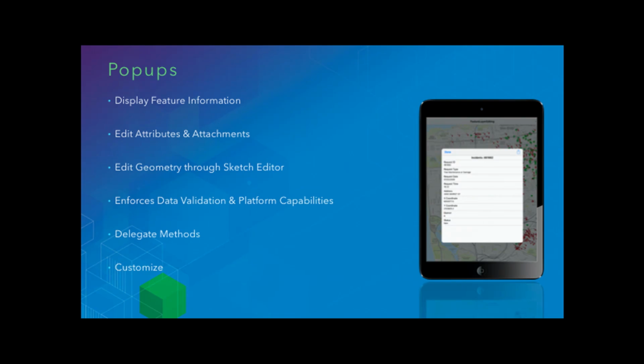The SDK also provides a default pop-up. Pop-ups are UI components that are used to edit feature information, which can be attributes or attachments. And you can edit geometry by linking the pop-up to a valid sketch editor. And pop-up enforces data validation and platform capabilities of the service, like ownership-based access control, etc. And the pop-up has a number of delegate methods for just about all events: when the editing starts, when the user cancels editing, when they are done, and so on. You can also customize the pop-up's appearance in a number of different ways.